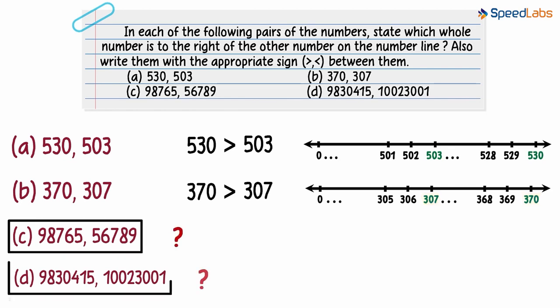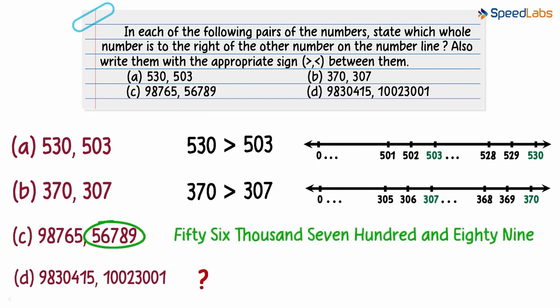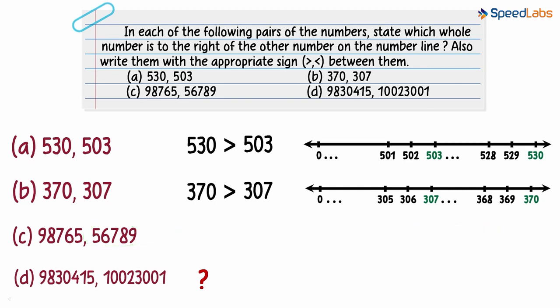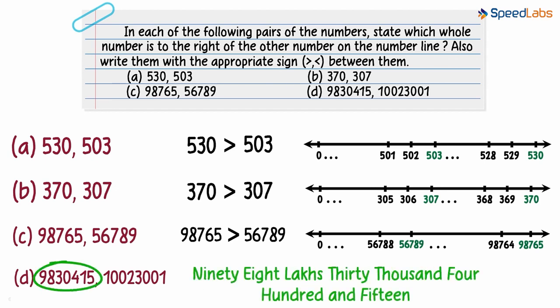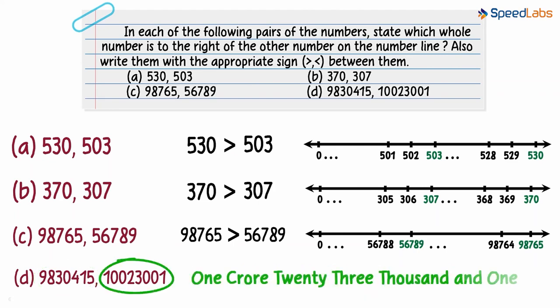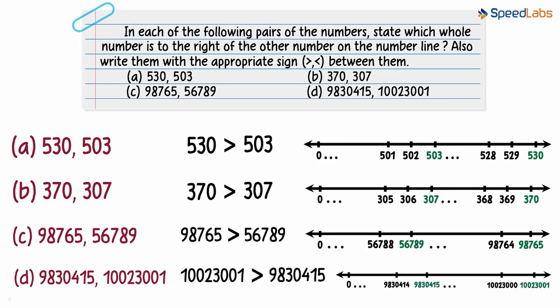What about the third and the fourth cases? The numbers are not tiny, right? The number reads as 98,765. Similarly, this number reads as 56,789. Clearly, 98,000 something is greater than 56,000 something, and hence it will lie to the right on the number line. Finally, this number reads as 98,30,415. And this number is 1,23,001. The number in crores is greater than the number in lakhs. So this will lie to the right of this number.